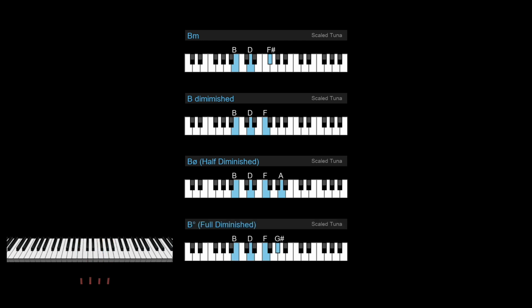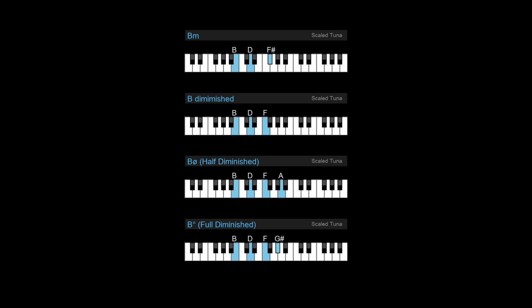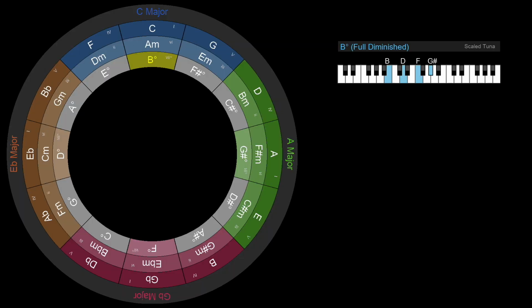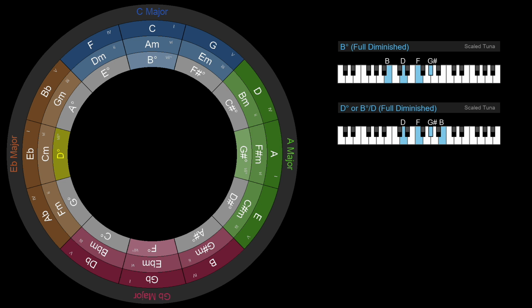If you flatten this note again, then you get a full diminished, because this note is the seventh note in the diminished scale. If we invert this chord by putting the B at the top, we get a D full diminished chord. If we keep going, we suddenly have four diminished chords.